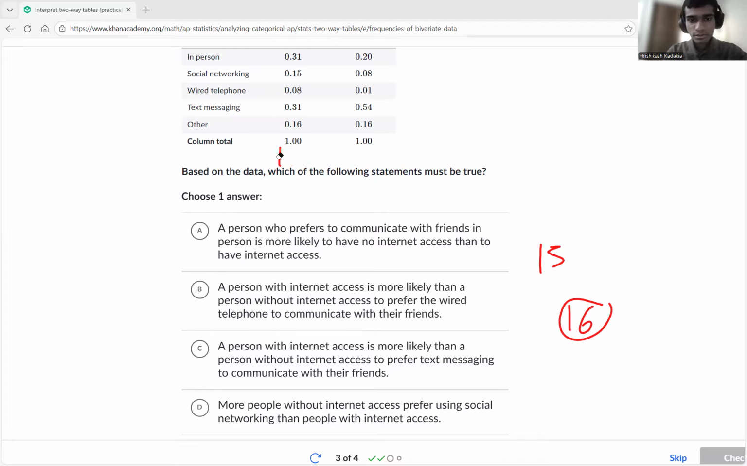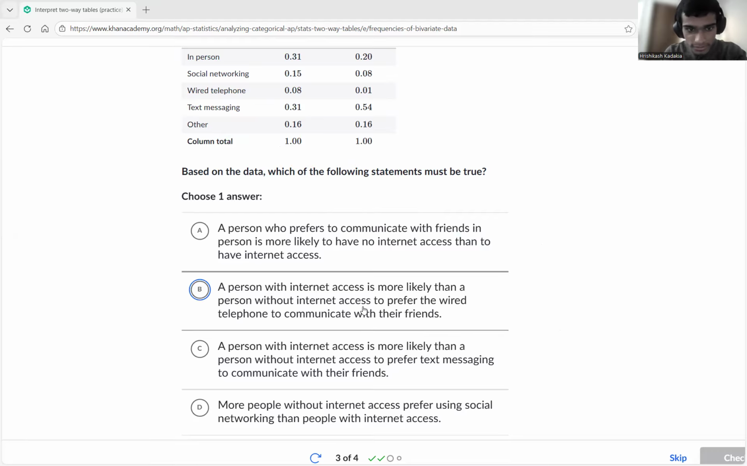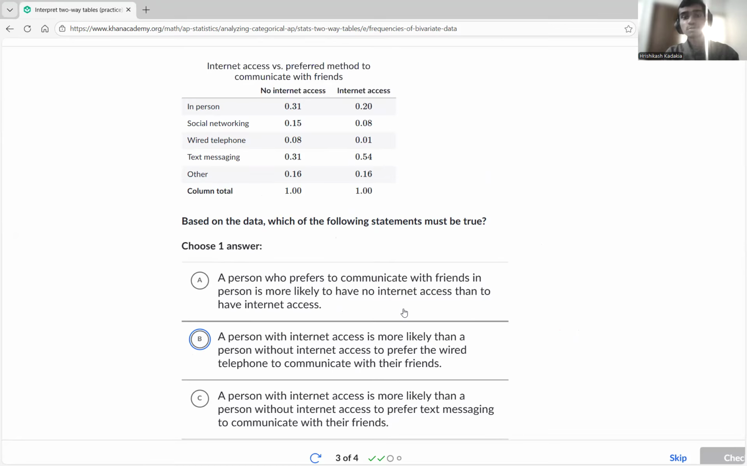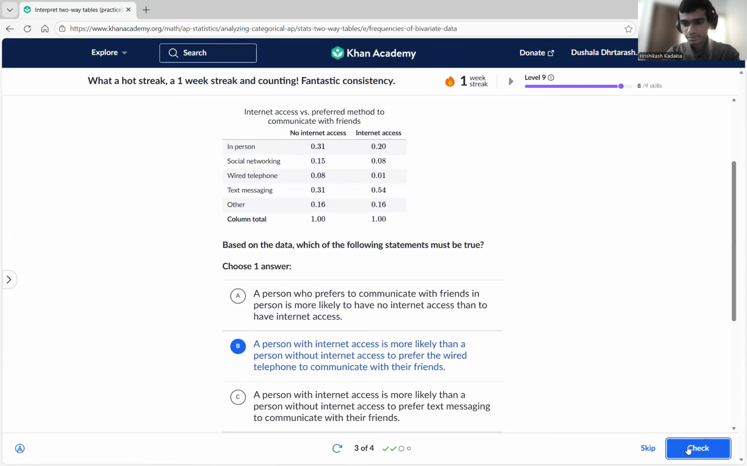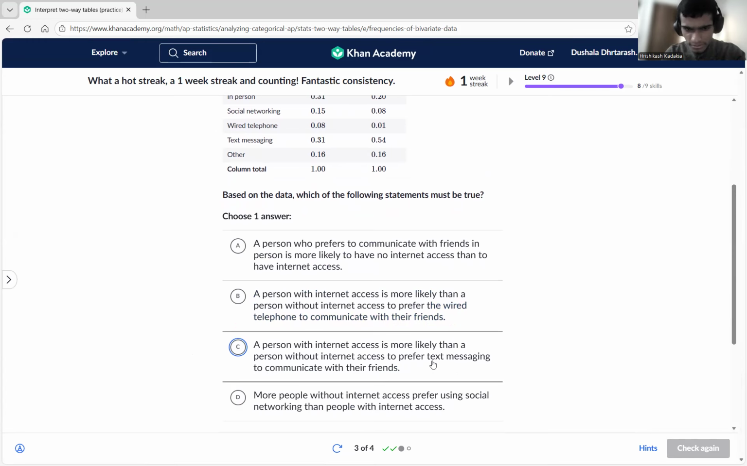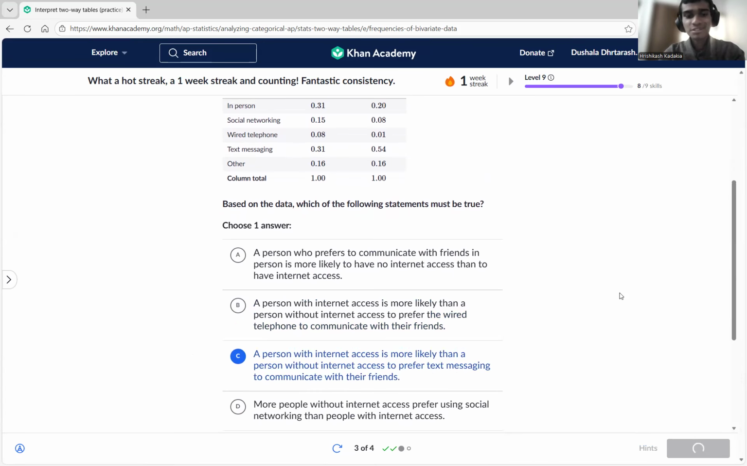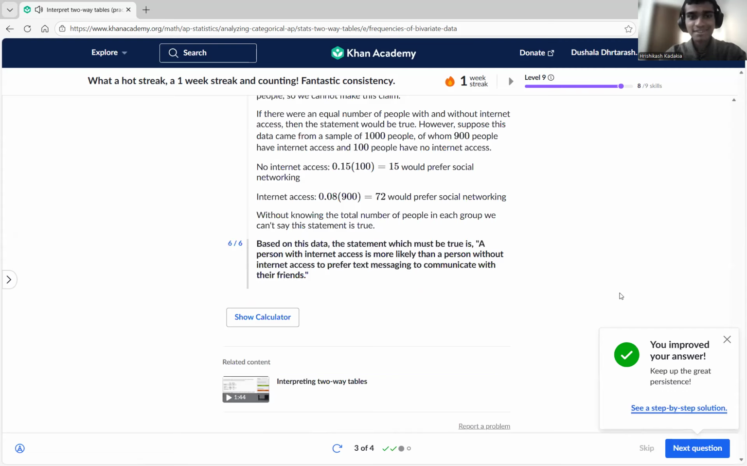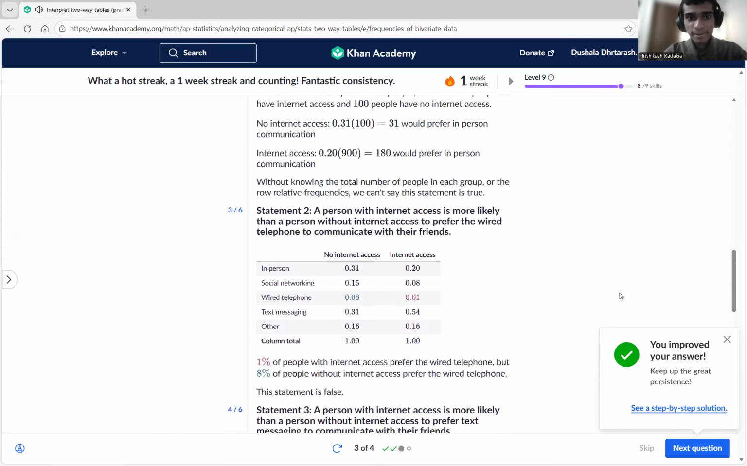So here the option will be: it's more likely for a person without internet access to prefer the wired telephone to communicate with friends. Actually, I was incorrect. Sorry, guys. What am I choosing? I was going to choose C. Sorry, actually B was incorrect.